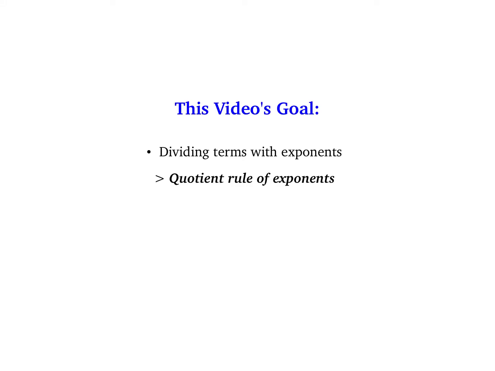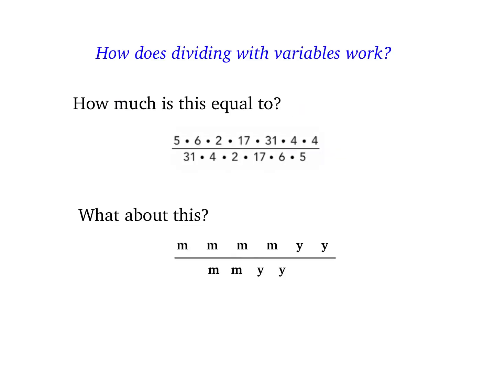In this video, we'll look at what it means to divide terms with exponents, also called the quotient rule. Before we begin, let's revisit how dividing works. If we look at that first problem, you could grab your calculator, but you could also work smarter, not harder. If I look at the numerator and denominator, I see a couple things that cancel. A 5 on top cancels out with a 5 on the bottom because that's equal to 1.